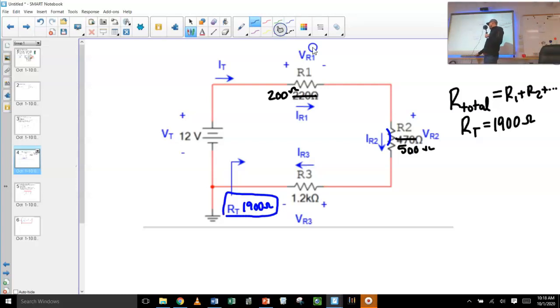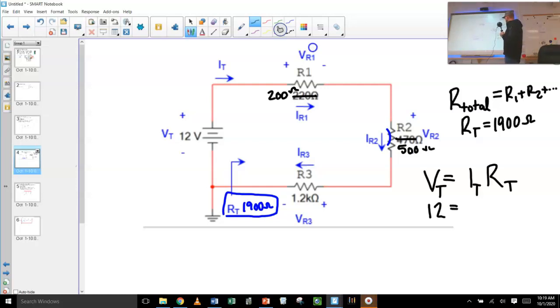Now, to find the current flowing through here, this is Ohm's law again. If I want to find the total current running through the circuit, I have to use the total resistance and the total voltage. The total voltage is 12 volts. The total resistance is 1900 ohms. That's what we just found right there. So now I can find the total current.